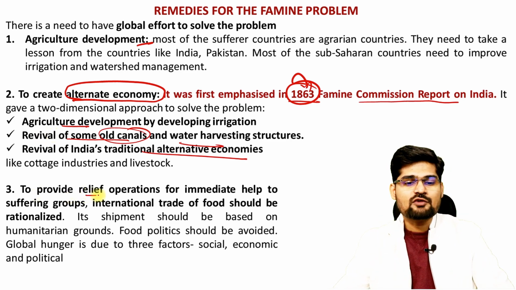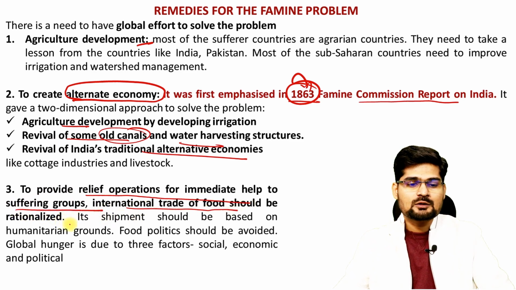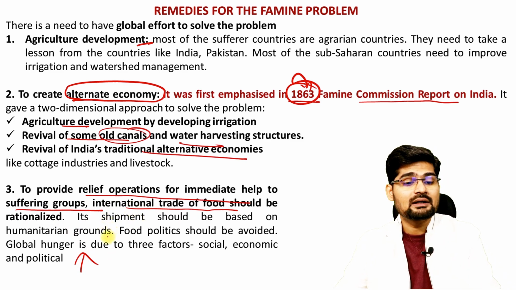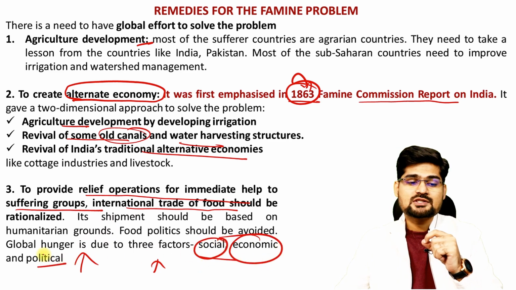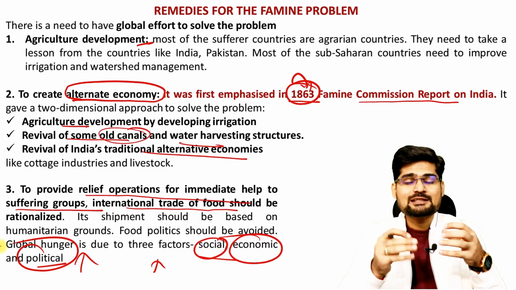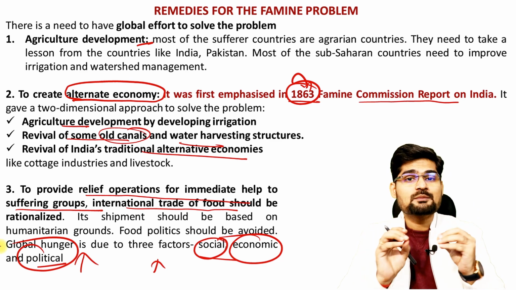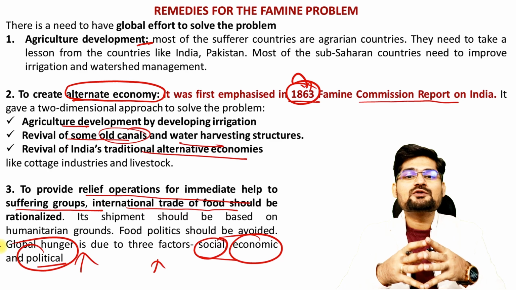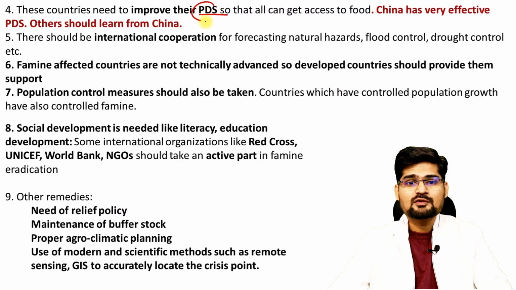And to provide relief operations for immediate help to suffering groups, international trade of food, and also the rationality and looking into the hunger index and working on it. Global hunger has socio-economic and political, three major factors where we need to work out. So stability in the social sector, stability in the economic sector, and stability in the political sector are the most important pivot areas if we want to become food secure and if we want to solve the situation of famine across the world.